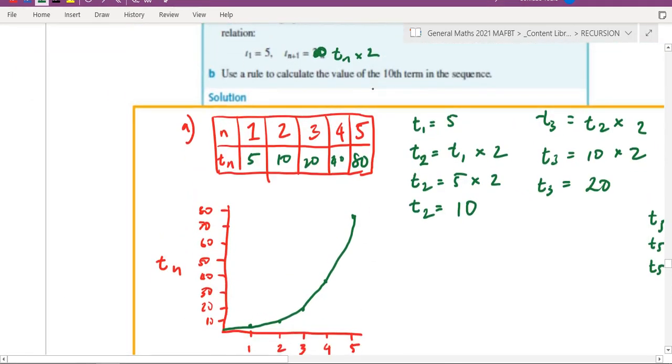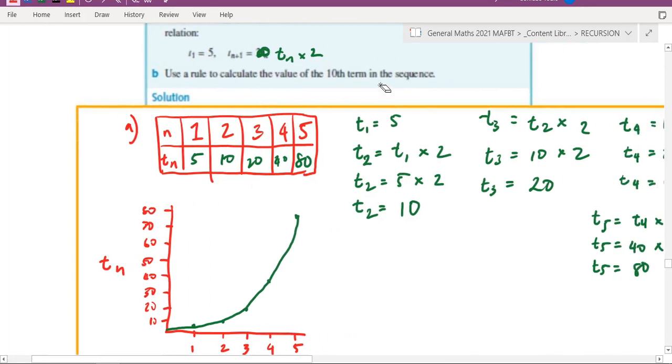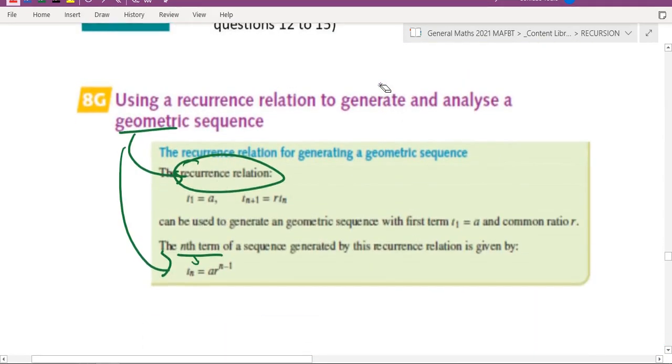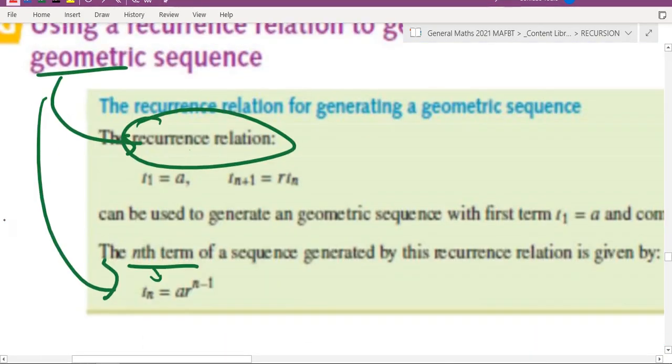Okay, part B. Now it says here, use a rule. Remember, when it's asking you to use a rule, it's generally your nth term rule because you're going to have to find a really high term value. So we're looking for the 10th number. If it's a rule and you have to find a certain value, you have to use your nth term rule. Use this one, because that gives you any term that you want.